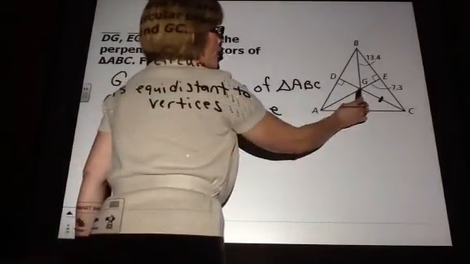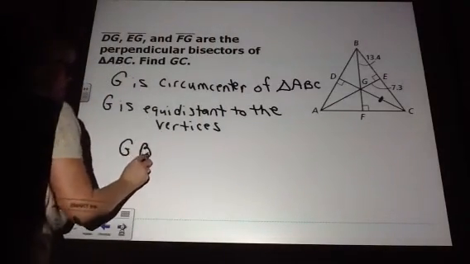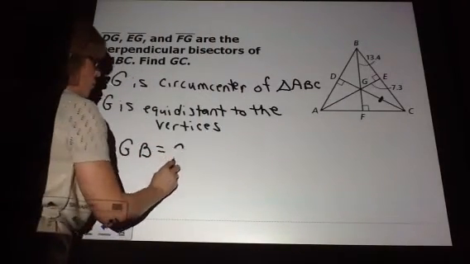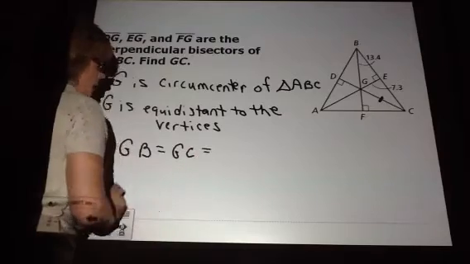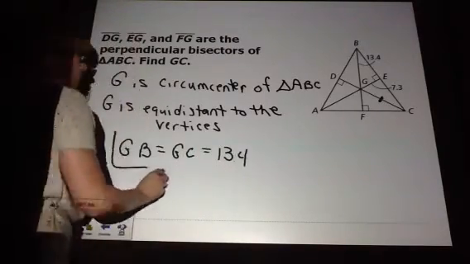So, GA, no measurement. GB is 13.4. So we can say GB is equal to GC. GB is 13.4, so GC is 13.4.